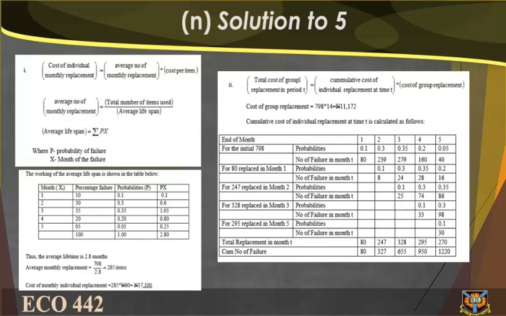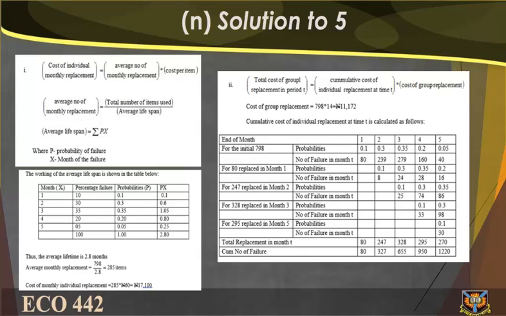N. Solution to 5. 1. Cost of individual monthly replacements equals to average number of monthly replacements times cost per item. Average number of monthly replacements equals to total number of items used over average lifespan. Average lifespan equals to ΣPX, where P is probability of failure, X is month of the failure.